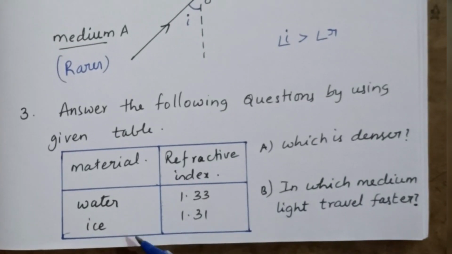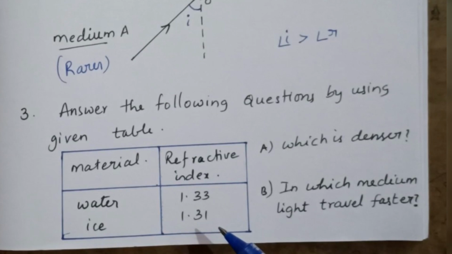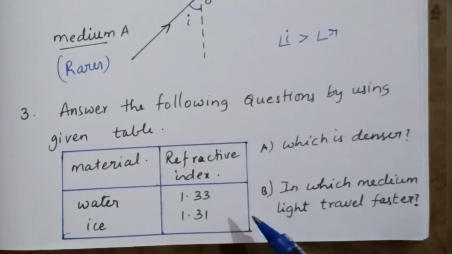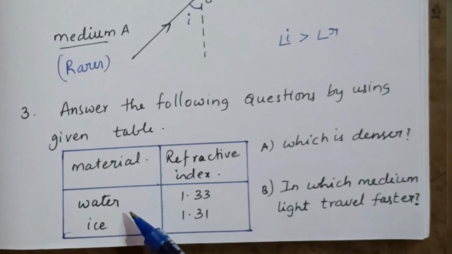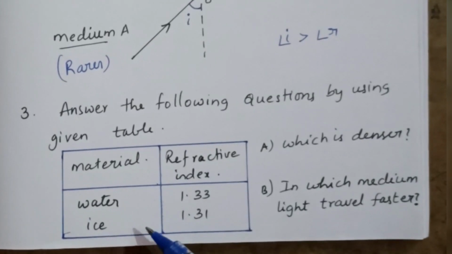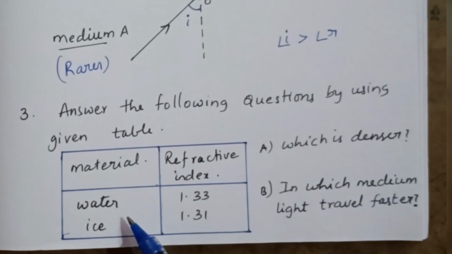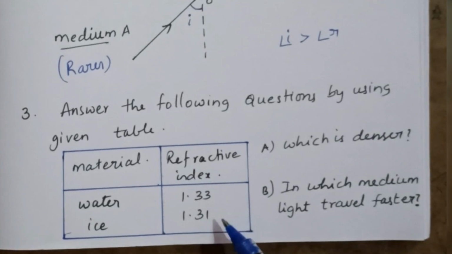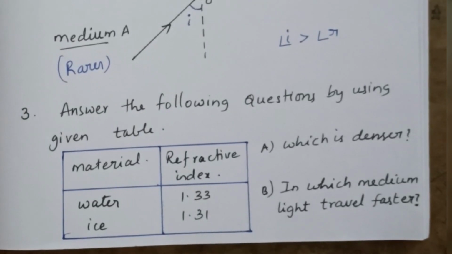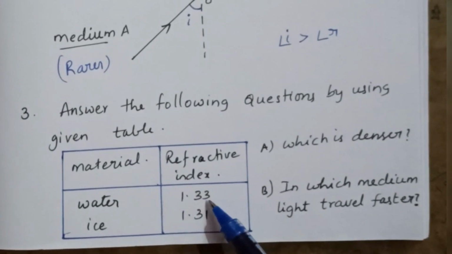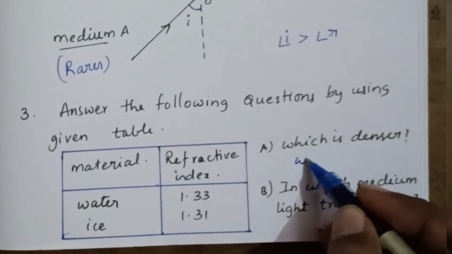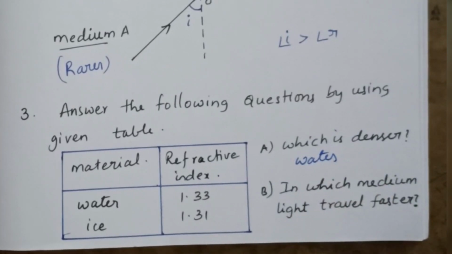Remember, they won't give you the same materials and same refractive indexes. It will change. In the exam they can ask you in any way, any material they can give you. There is no restriction to give only water, ice; air, glass, anything they can give. So instead of remembering, understand which has more refractive index in the given values. That will be the denser medium. Now here 1.33, 1.31. Water's refractive index is more, so water is the denser medium.